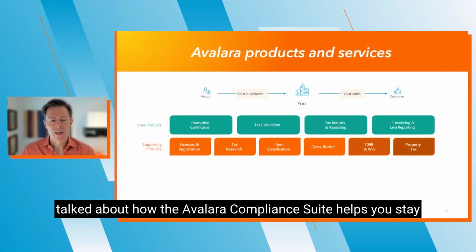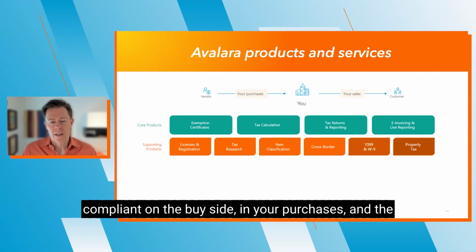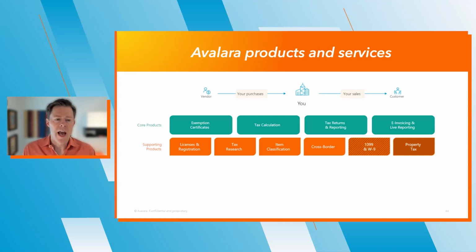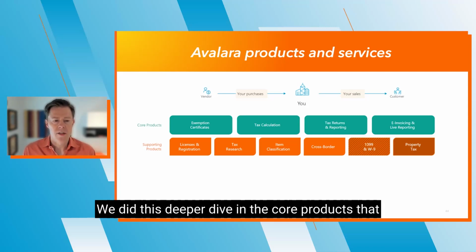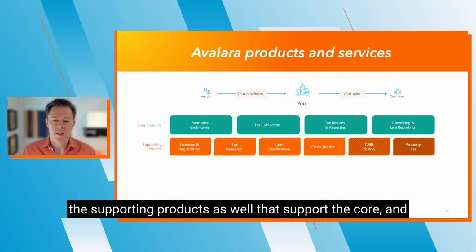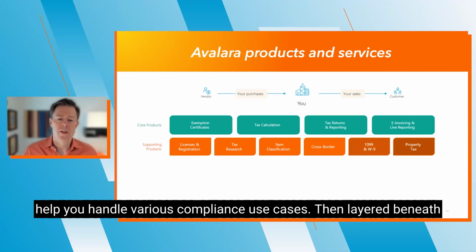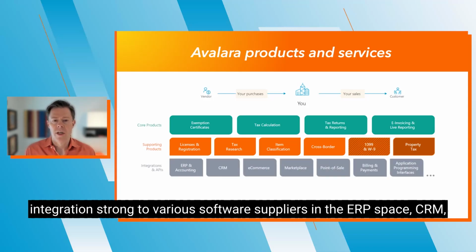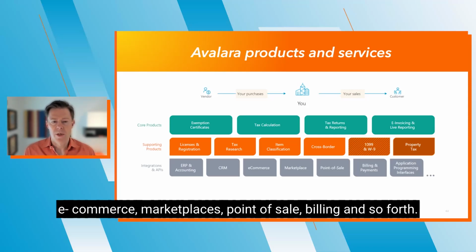And so we talked about how the Avalara Compliance Suite helps you stay compliant on the buy side in your purchases and the sell side in selling your goods and services to customers. And we did this deeper dive in the core products that you see in green, as well as a number of the supporting products as well that support the core and help you handle various compliance use cases. And then layered sort of beneath that are our integrations. And so we're at over 1,200 integrations strong to various software in the ERP space, CRM, e-commerce, marketplaces, point of sale, billing, and so forth.